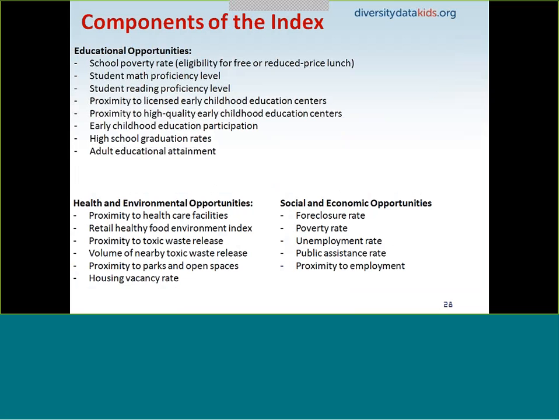So these are the components of the index. We have 3 major areas: educational opportunities, health and environmental opportunities, and social and economic opportunities. Together, they make the index, the Child Opportunity Index. You can also look at them as subcomponents or sub-indices.